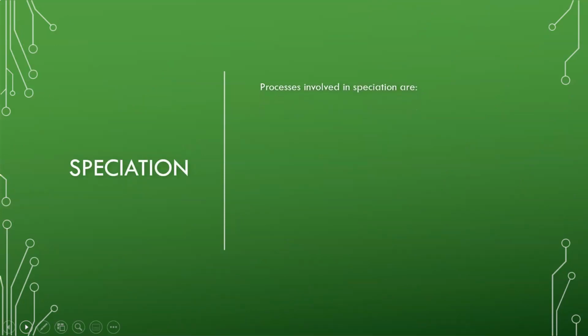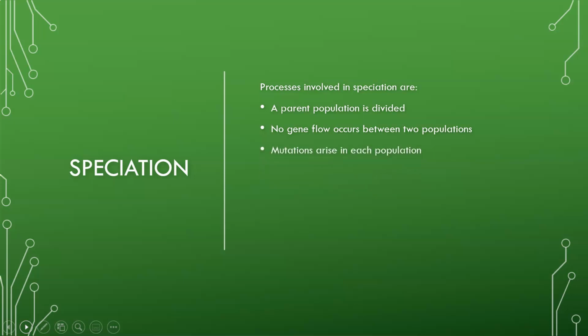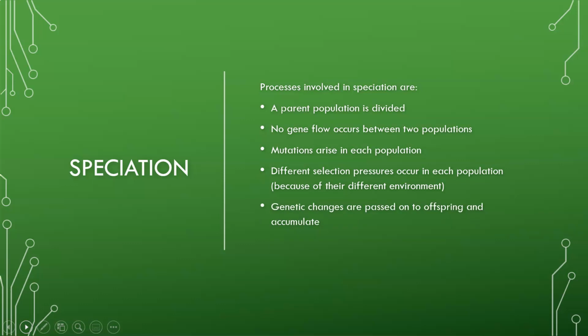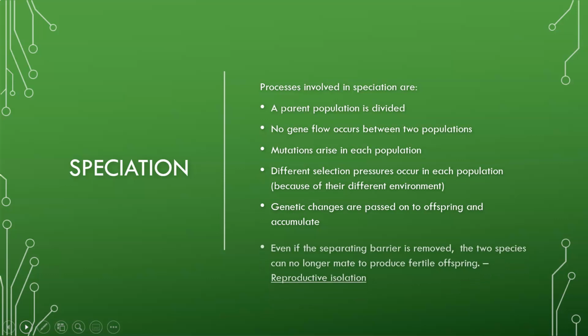So looking further at speciation, the processes involved for speciation to occur. We need a parent population to be divided, okay? So it could be divided geographically. There's no gene flow that occurs between the two populations. Mutations can arise then in each population. Different selection pressures occur in each population due to different environments. Genetic changes are then passed on to offspring and accumulate.